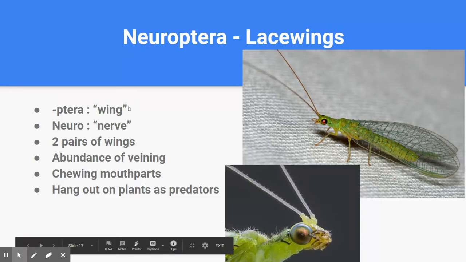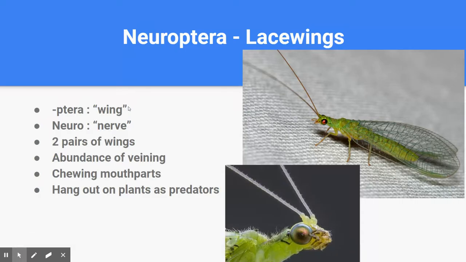And here, neuro means nerve. So if you've heard of neuroscience or neurotechnology, any of those things, it has to do with our nervous system, our brain, and our nerves. And so they call this one the nerve-winged insects, Neuroptera. And why they do that is because of the wings' appearance.